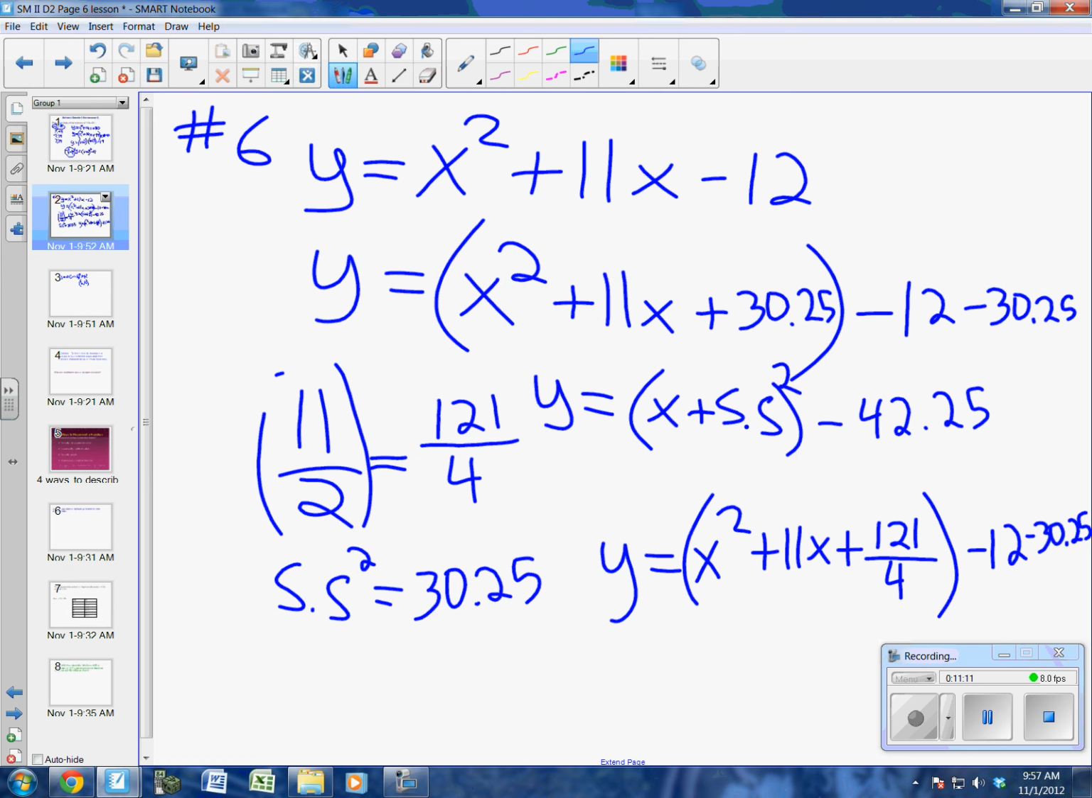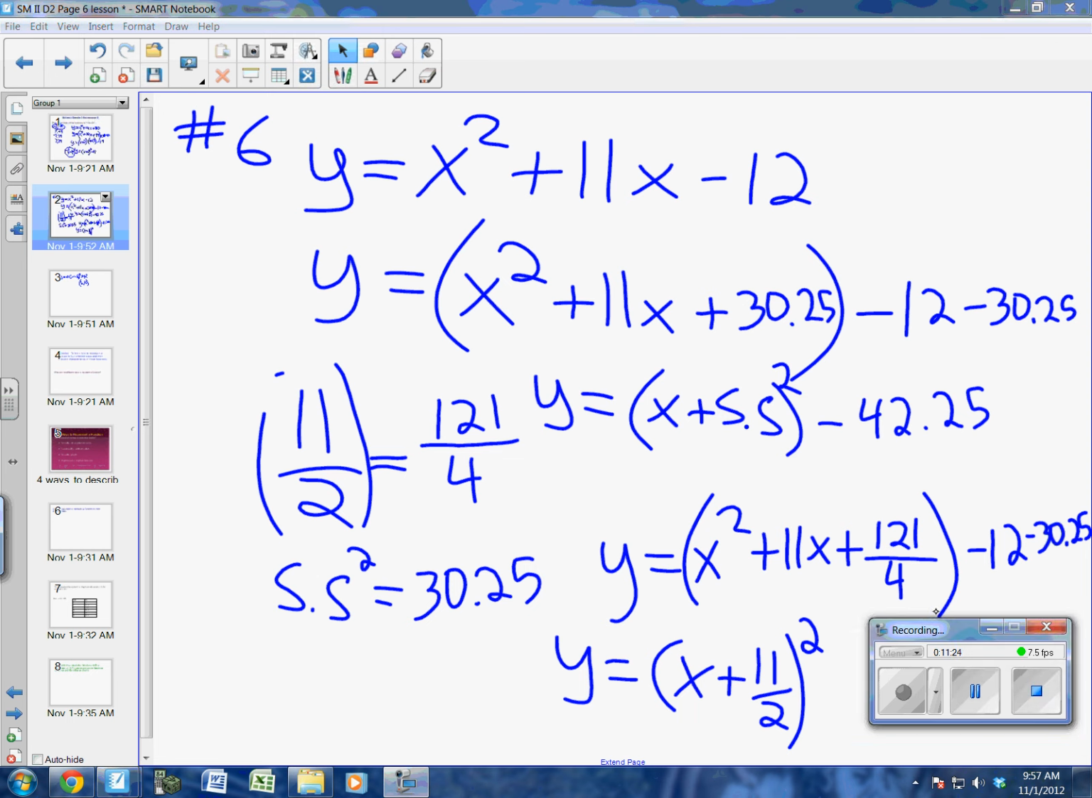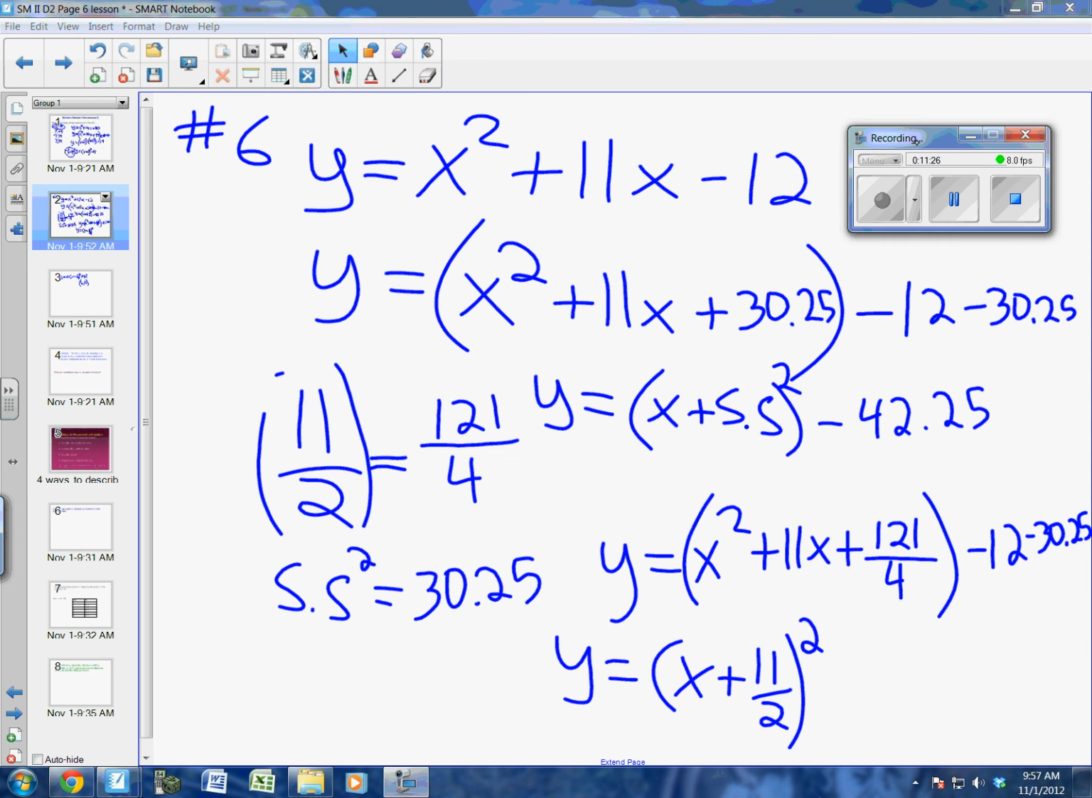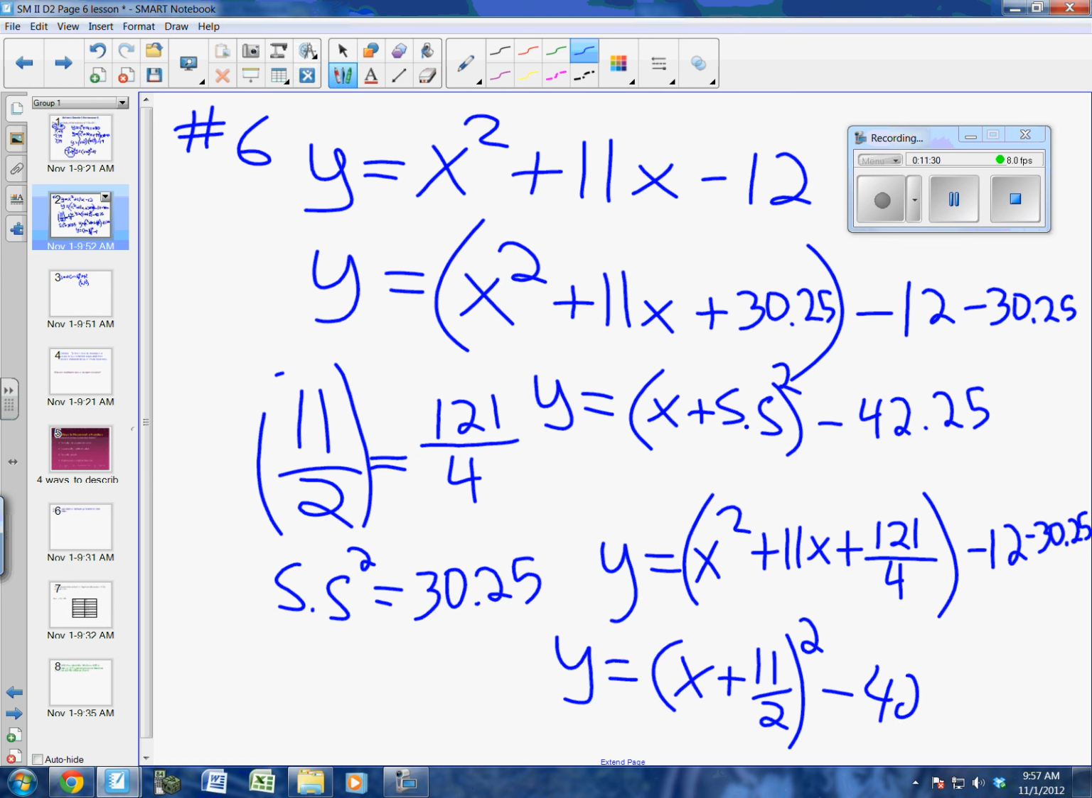Okay, if I was to do the same one on this one down here, you guys, it would be y equals x plus 11 halves squared minus 42.25. Minus 42.25. Got it? Okay, we're almost done.